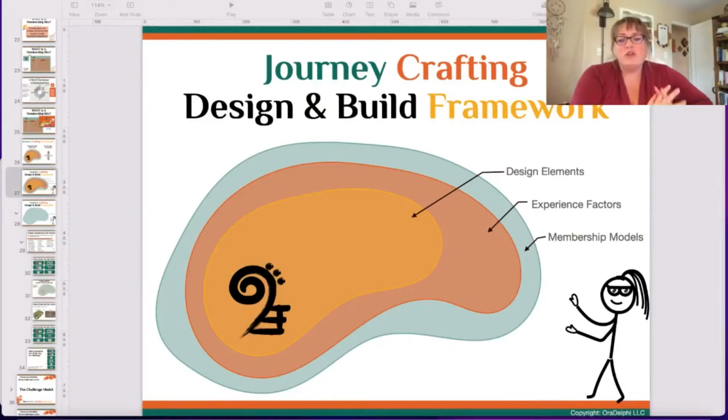All right, so what you see here is whenever you build any kind of amazing journey, I think of it as three main components. You have the models, the experience factors, and the design elements. The membership models, these are the ones that we're predominantly going to be talking about today.